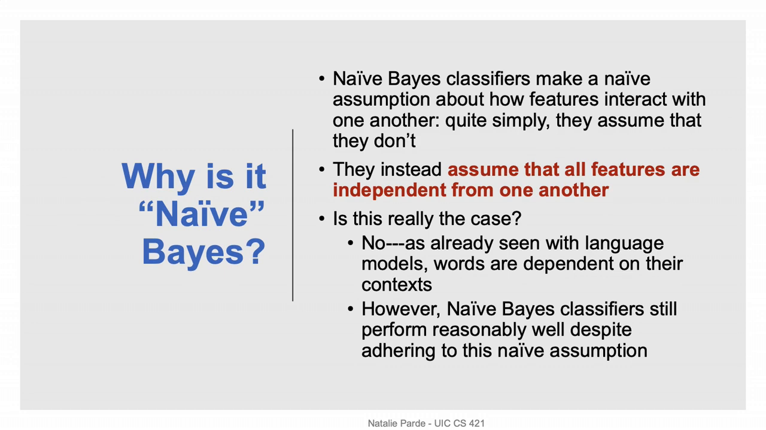Naïve Bayes is named as such because it really is sort of naive. It just assumes that all features are independent of one another, and that's that. In practice, that's usually not the case in natural language processing. We already saw with language models that which words appear generally depends on the context. However, in spite of this, Naïve Bayes classifiers still tend to perform reasonably well on a large variety of tasks.